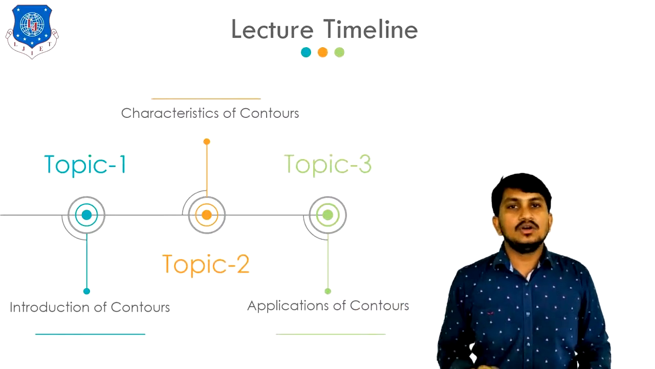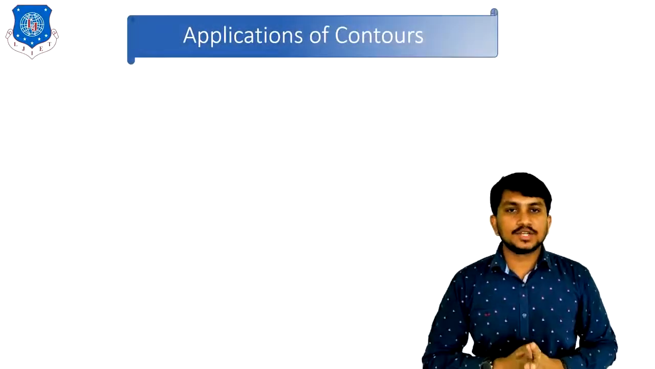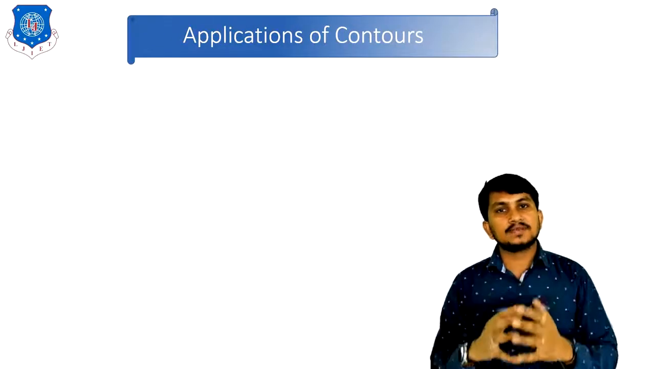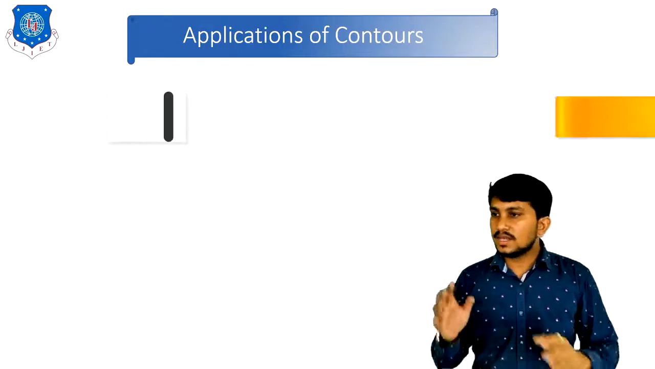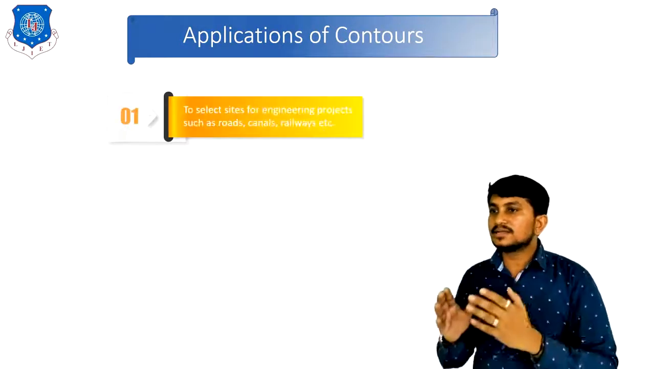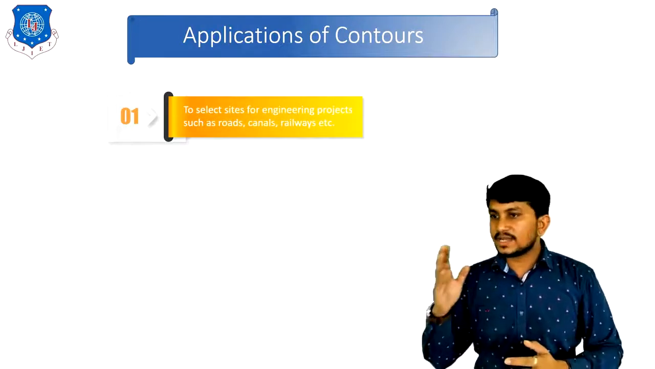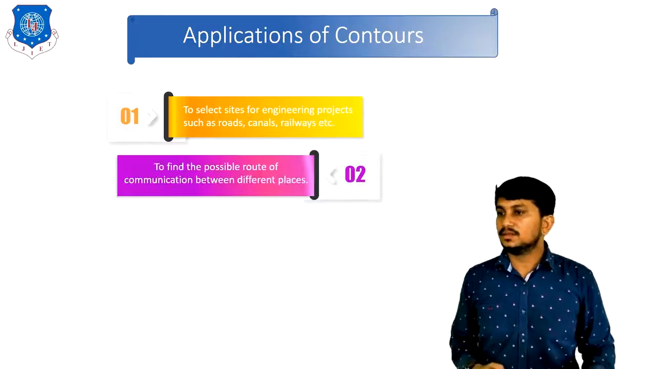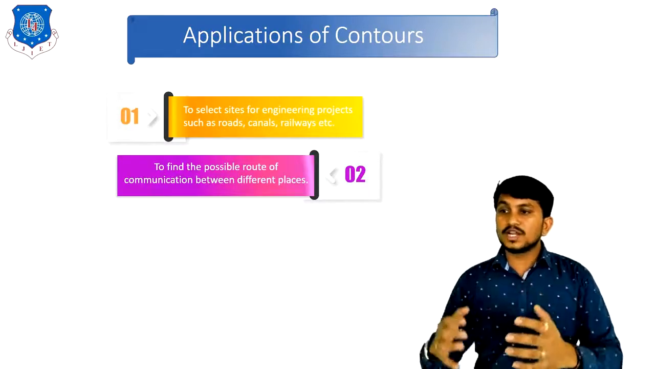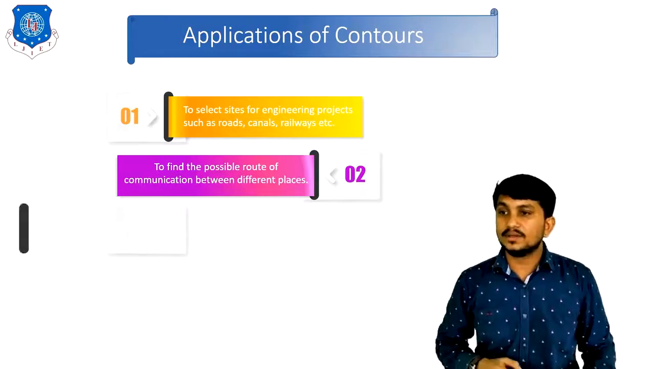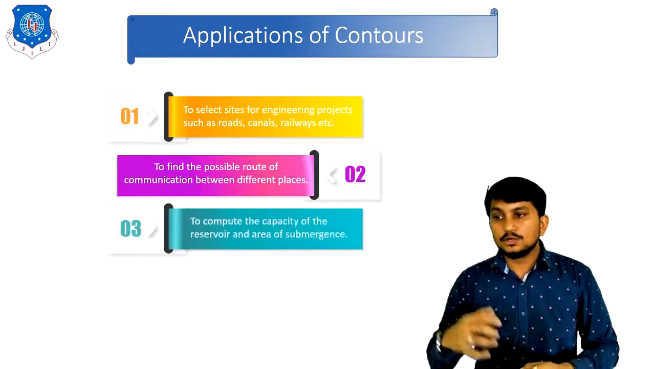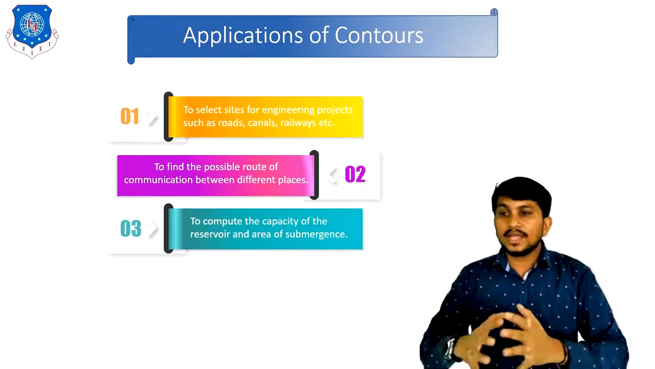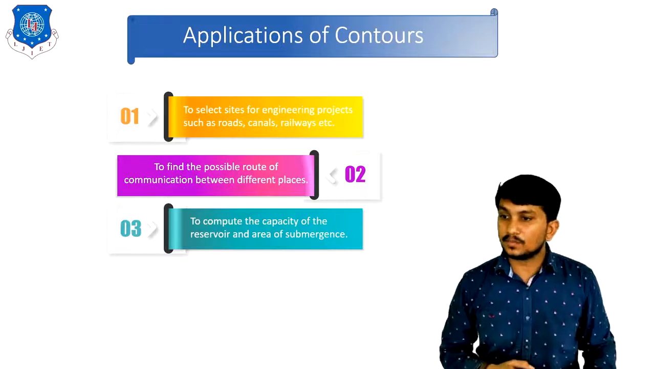Now let's move to the last topic of this chapter, which is applications of contours, or where these contour lines or contour maps can be used. First application is to select the sites for engineering projects such as roads, canals, railways, etc. Second is to find the possible route for communication between two different places. Third is to compute the capacity of the reservoir behind the dam and the area of submergence due to the reservoir.